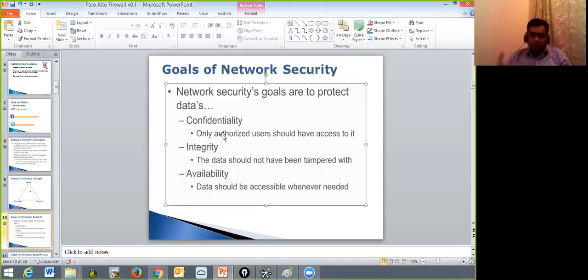Okay, so confidentiality, integrity, and availability. Of course, the data should be accessible whenever it's needed. It doesn't mean that if I saved my file on my computer, and tomorrow when I log in, the file has been deleted by someone. Okay, so when the network security point of view comes in, these are the three goals you must achieve: confidentiality, integrity, and availability. This is called CIA.